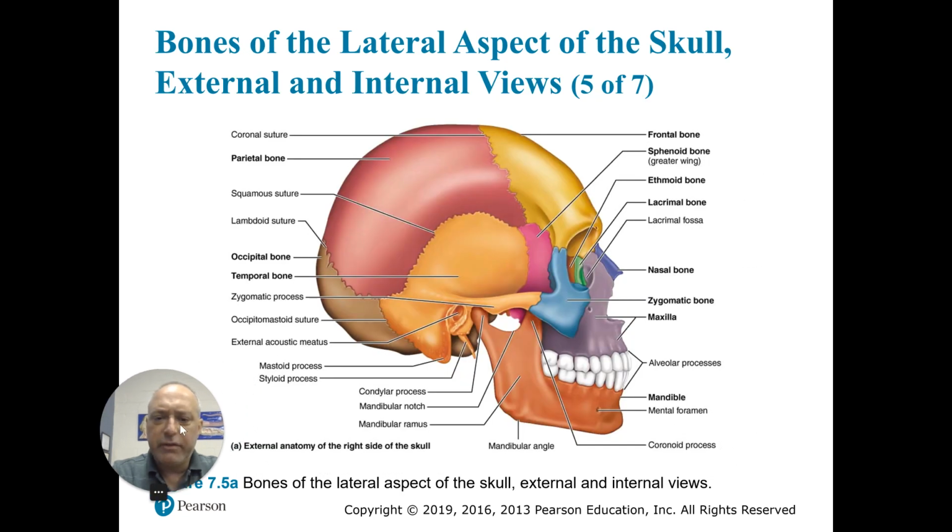Okay, looking externally again, we go back to the frontal bone with the coronal suture separating the parietal bone, with the lambdoid suture separating the temporal bone, with the, this is the squamous suture. It's squamous because it's not straight. This separates the temporal from the parietal. And from the parietal to the occipital, we've got our lambdoid suture.